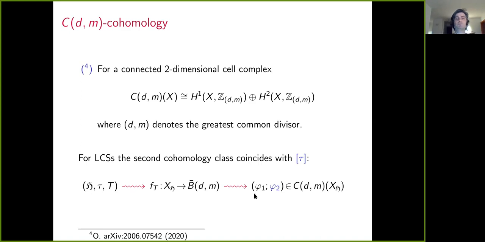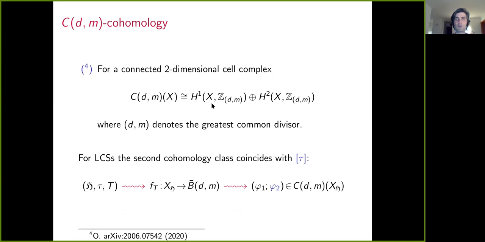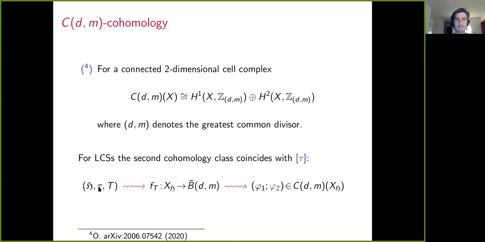That's the case. So for example, if d and m are coprime, then every linear constraint system admits an operator solution, admits a scalar solution, because once d and m are coprime, then everything on the right-hand side about the CDM cohomology is going to be 0, because Z modulo the gcd of d and m, when it is equal to 1, is going to be 0. So everything on the right-hand side is 0. That means the CDM cohomology is 0. And that implies that the tau cohomology class is 0, because, as I said, tau is connected to this phi2 class, and this is 0, and this is 0.